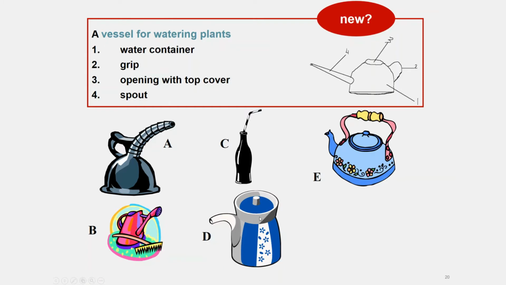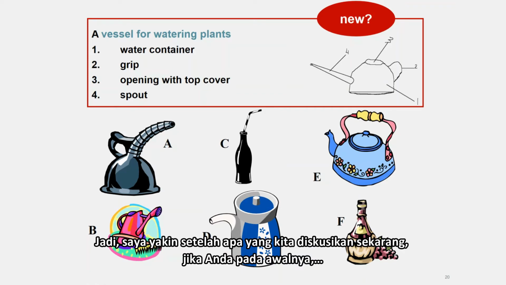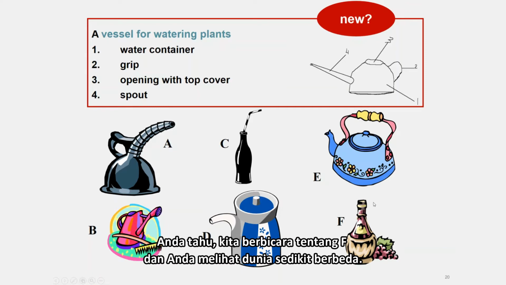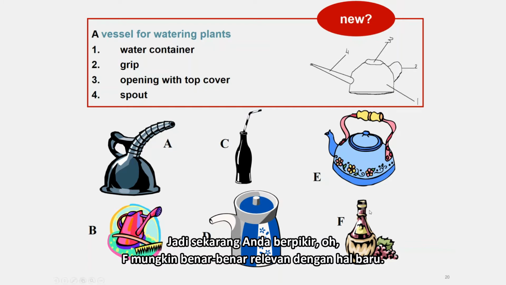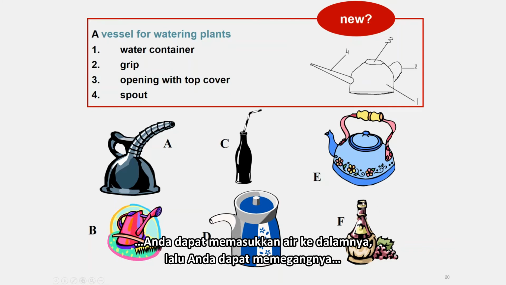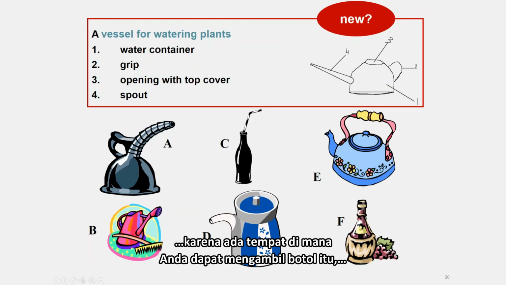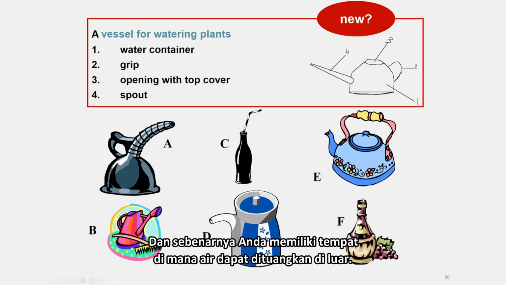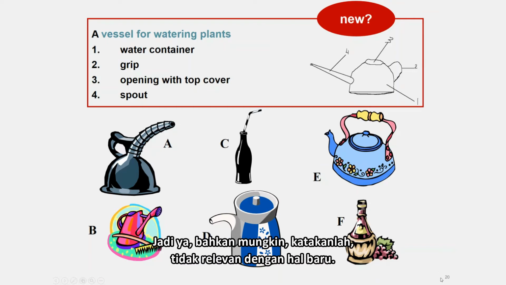And now about F. I'm sure after what we discussed now, if you were at the beginning, you were not even very sure that A might be relevant to the novelty. Now we are talking about F, and you see the world a little bit differently. So now you are thinking, oh, F might be really relevant to the novelty. Why? Because it has a water container. Of course, that is a bottle, so you can put some water in it. Then you have a grip because there is an area where you can take that bottle. Then you have an opening with top cover. So there is an opening there and a top cover on that. And you have, in fact, a spout somewhere where the water can be poured outside. So, yes, it might even be, let's say, relevant to the novelty.